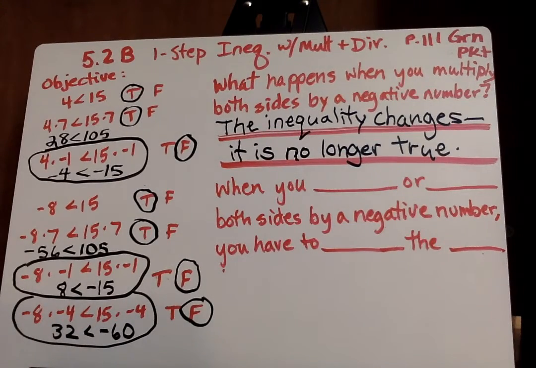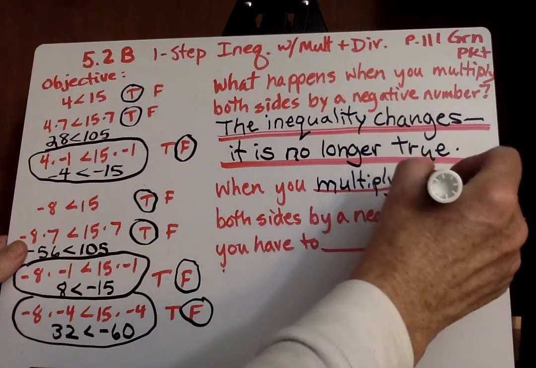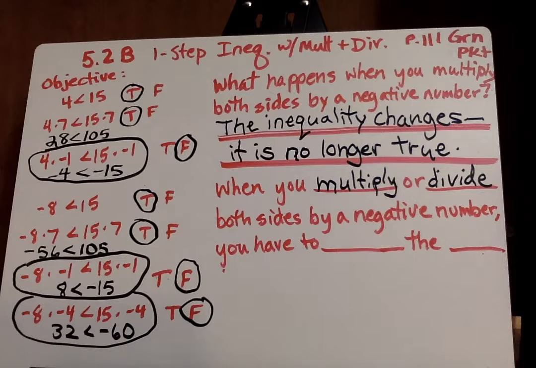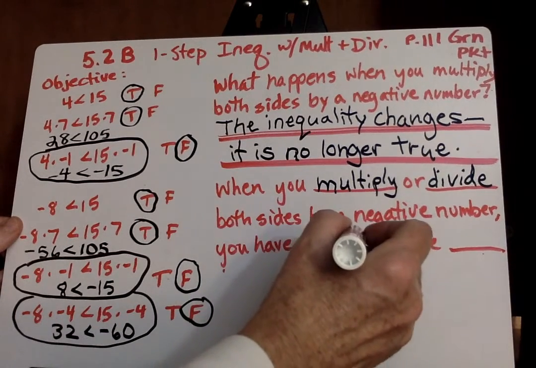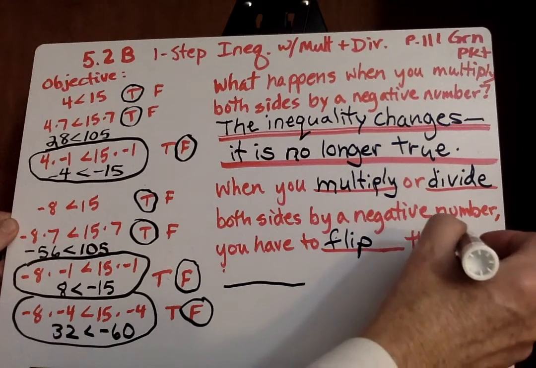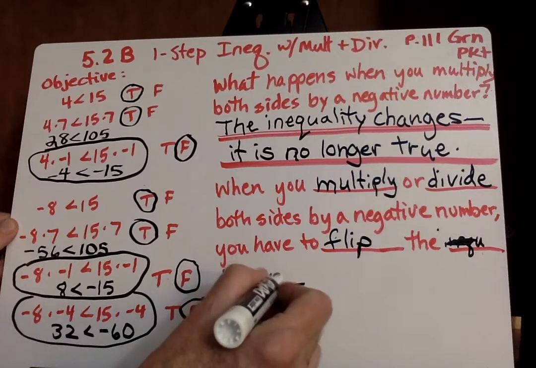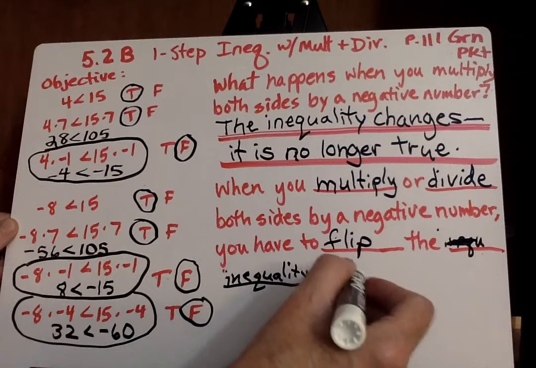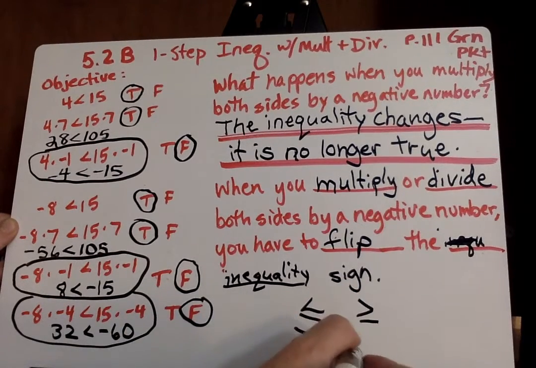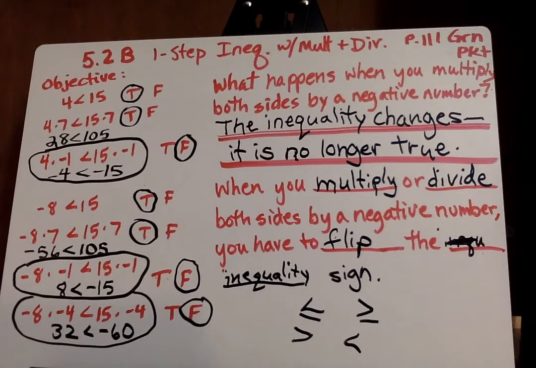Okay. So when you multiply or divide both sides by a negative number, you have to flip the inequality sign. Actually, I'm going to write it over here. Inequality sign. So in other words, if it was this way, you have to flip it to that way. If it was this way, you have to flip it to that way. Okay? So hopefully you could see that okay. Next, we'll go on to doing some examples.